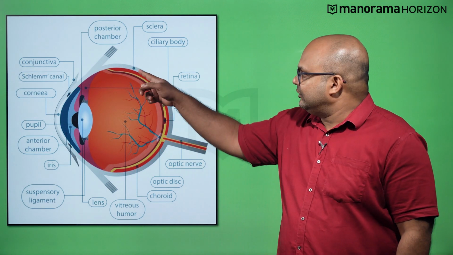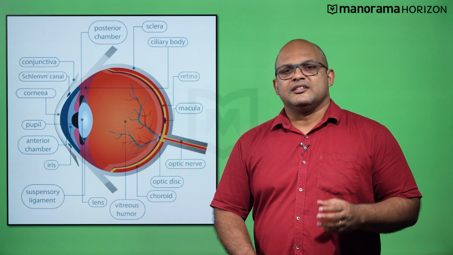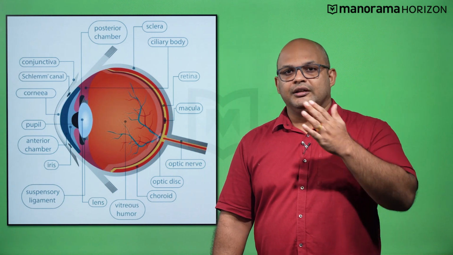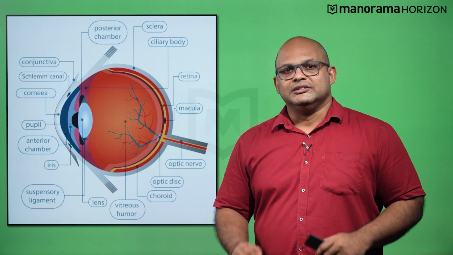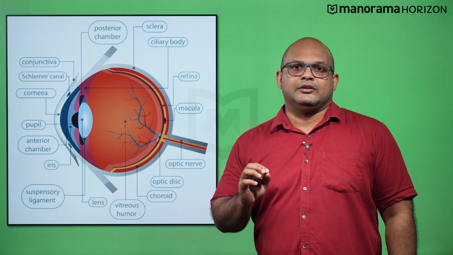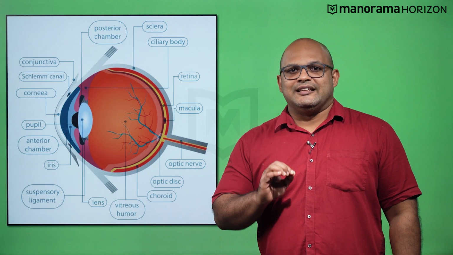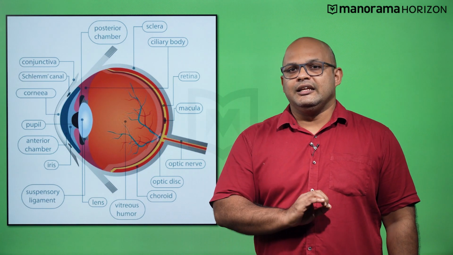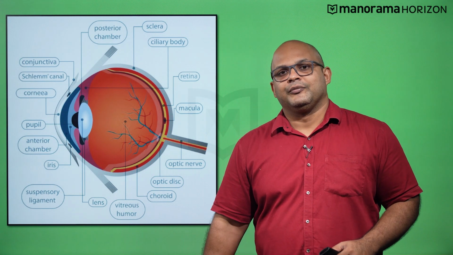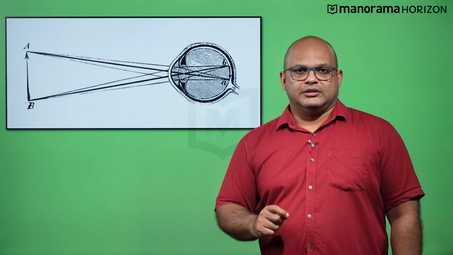Then we have the retina. It is a film of nerve fibers covering the curved back surface of the eye. The retina is composed of rods and cones, which are specialized cells sensing light intensity and color respectively. How does the eye work?